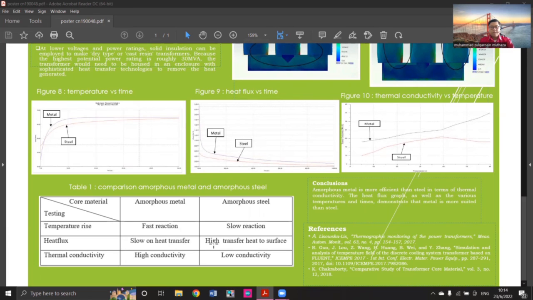As a conclusion, from these results and the comparison of the two materials, I would say the atmosphere metal is a good material for the core transformer, regarding the thermal analysis.